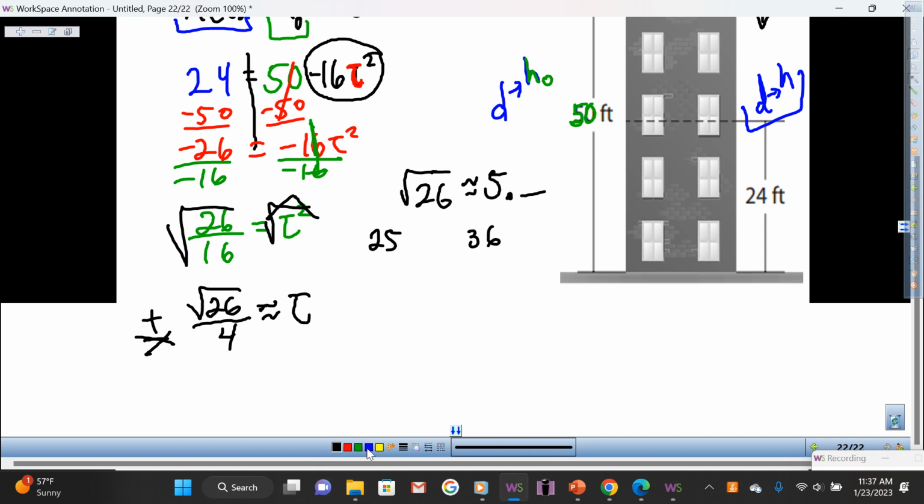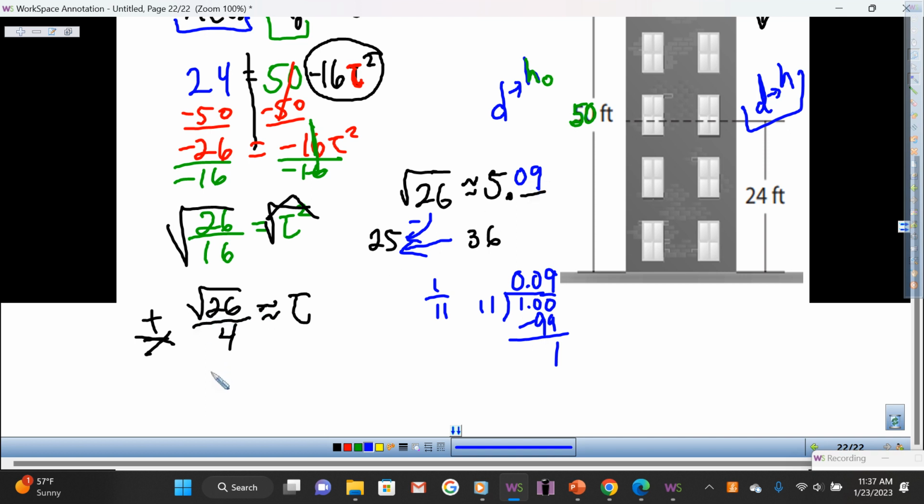So, subtract these. What is 26 minus 25? That's 1. Subtract these. What is 36 minus 25? That's 11. So, 1 divided by 11 does not fit. Does it fit into 10? No. Add another 0. Does it fit into 100? Yes, 9 times. 9 times 11 is 99. I'll leave it at that. So it's 5.09.